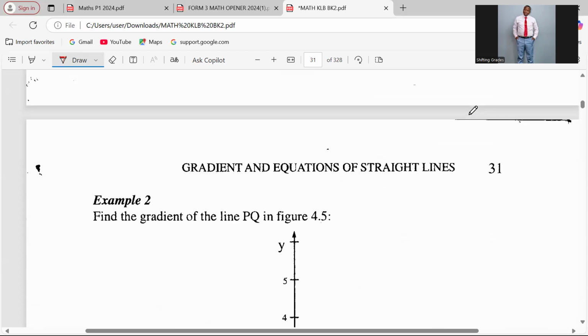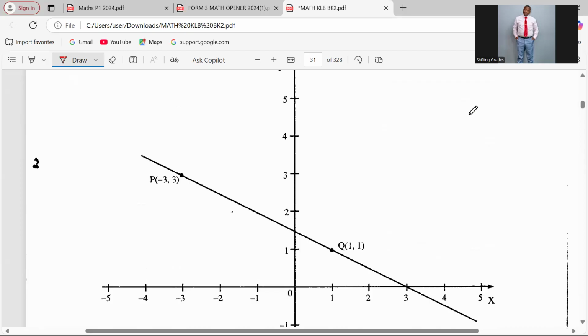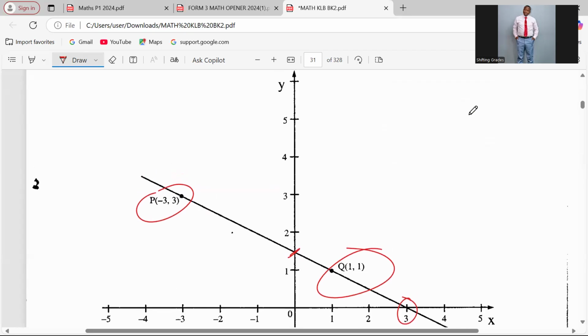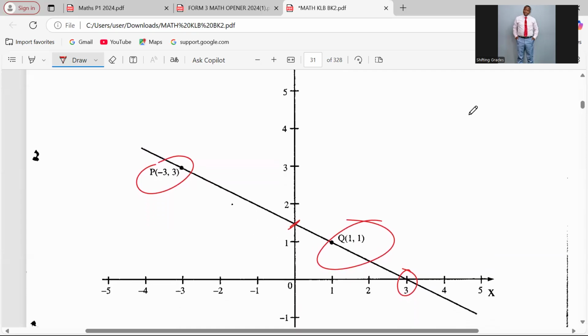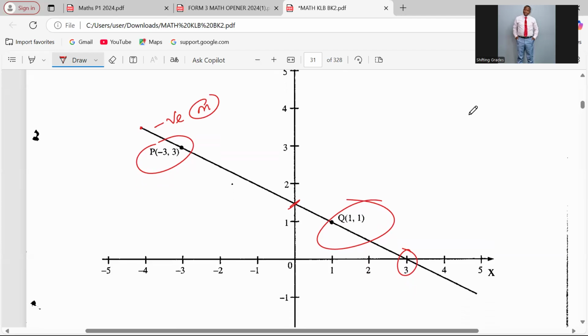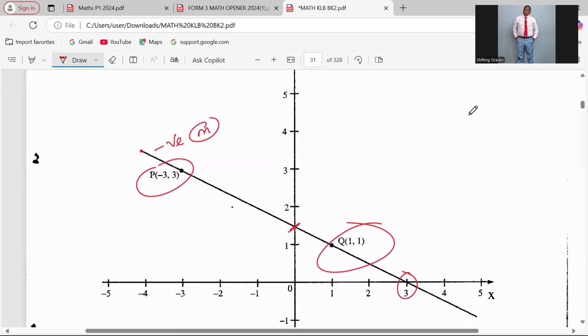Look at this line. P is here, Q is here. We even have other coordinates here, which can also be identified. The line is sloping from top left to bottom right. So automatically we expect a negative gradient. Gradient is letter M. If a line is moving that way, it will have a negative gradient. Then if a line is sloping from bottom left to top right, this one will have a positive gradient.